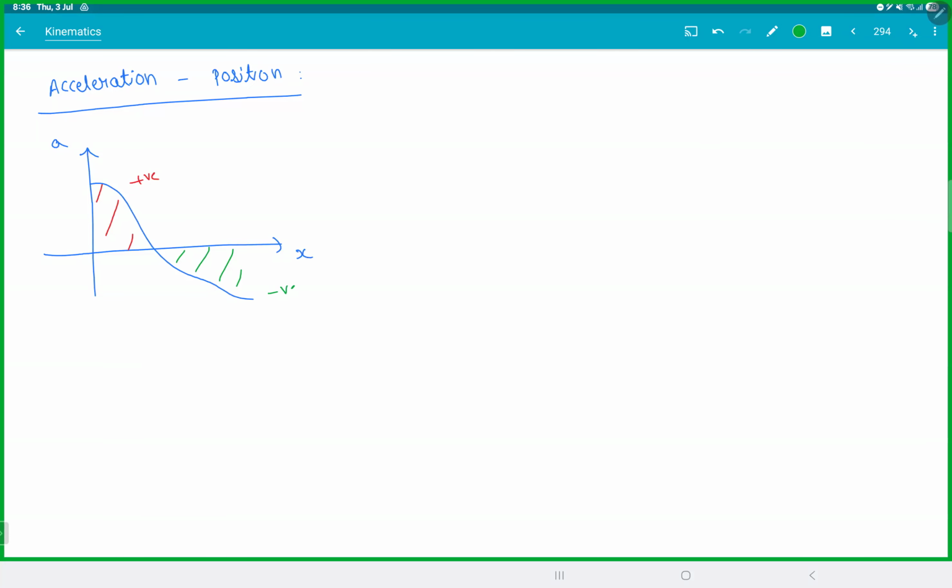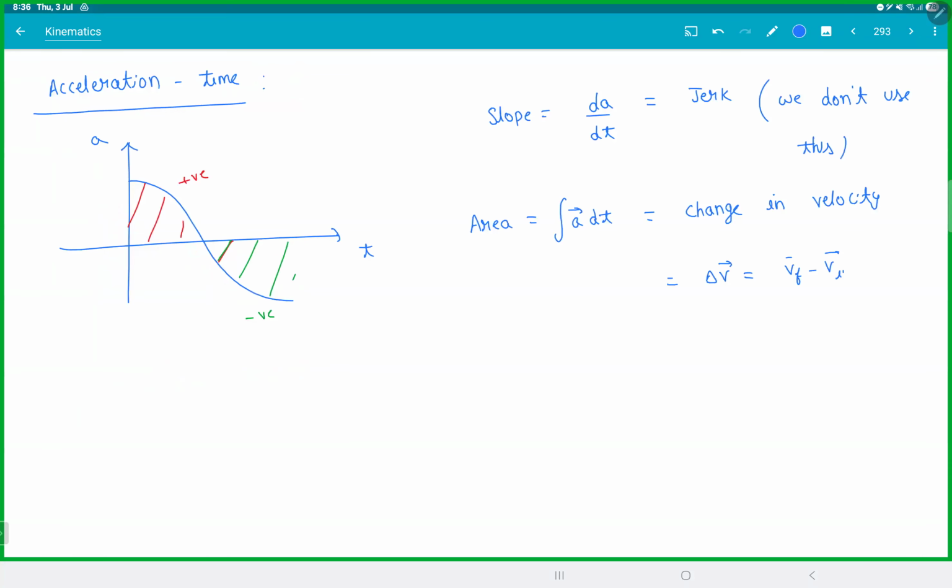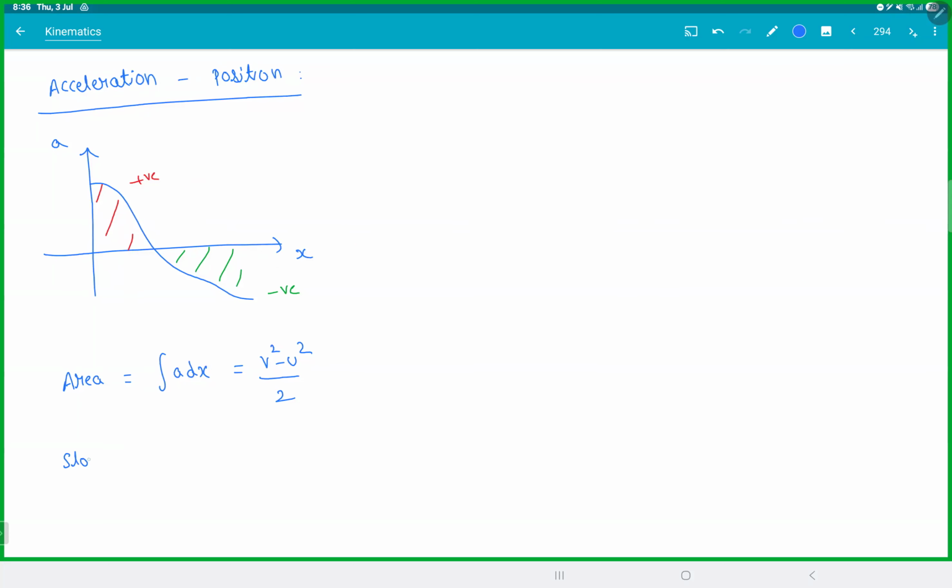So whenever they ask you area under the graph, you have to subtract the area. So here the area means is integral ADX. This gives you V square minus U square by 2. So the area under AX graph gives you, can you see it looks like V square minus U square is equal to 2AS. So in AX graph, area will give you V square minus U square by 2. AT graph, area gives you change in velocity. Hope you're getting the difference. Both are completely two different things. Here slope is dA by dx. It has no meaning, so we'll not use it.